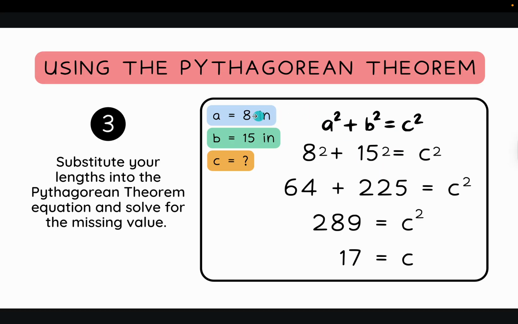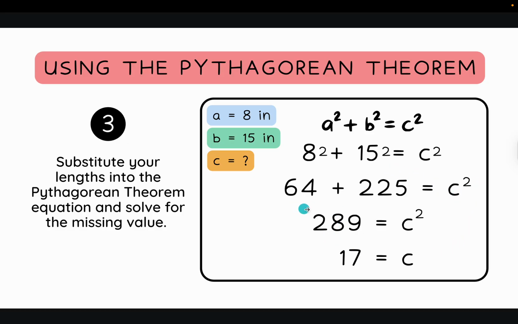Okay, so now that we know A, we know B, we're trying to find C. So let's substitute into our given equation. So we replace A with 8, B with 15, and leave C as our variable. We square 8 to get 64. We square 15 to get 225. This will equal C squared.